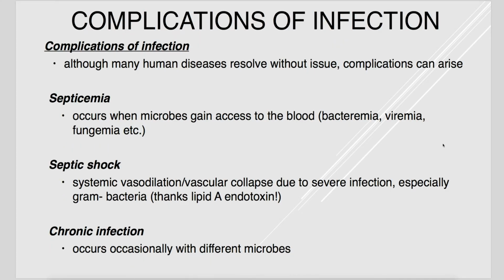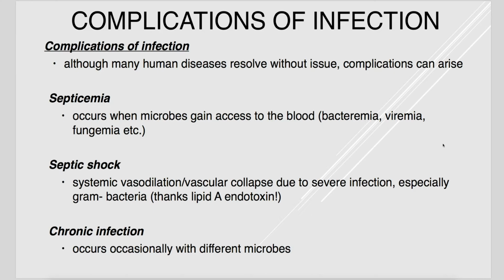So complications of infection. The average healthy person is able to resist infection, or at least get rid of infection. However, there are complications. So septicemia, this is when microbes get into the blood. If bacteria get into the blood, it's bacteremia. If viruses get in the blood, that's viremia.